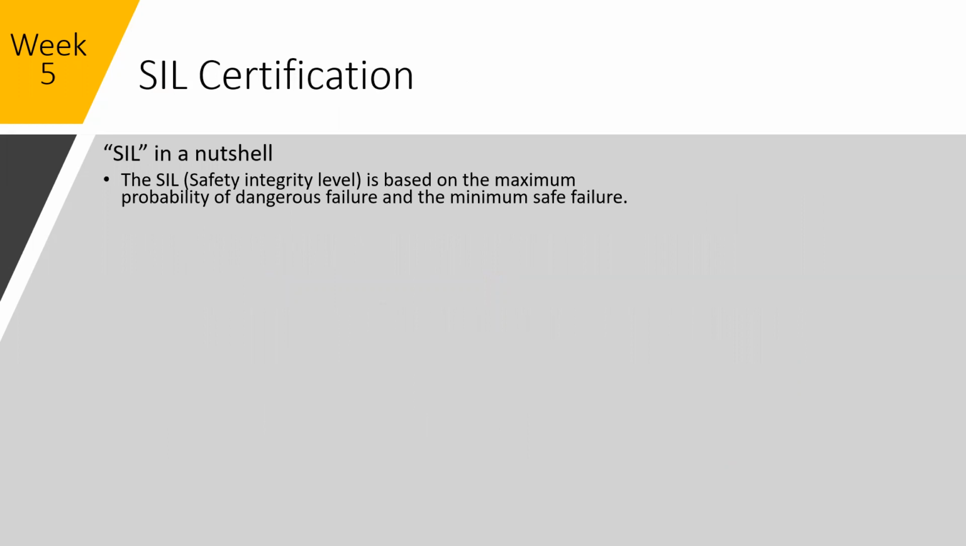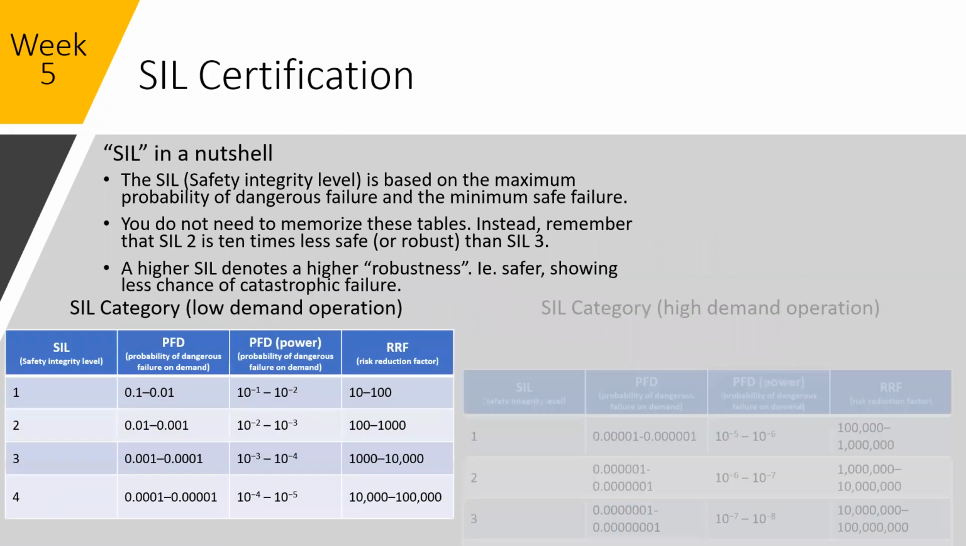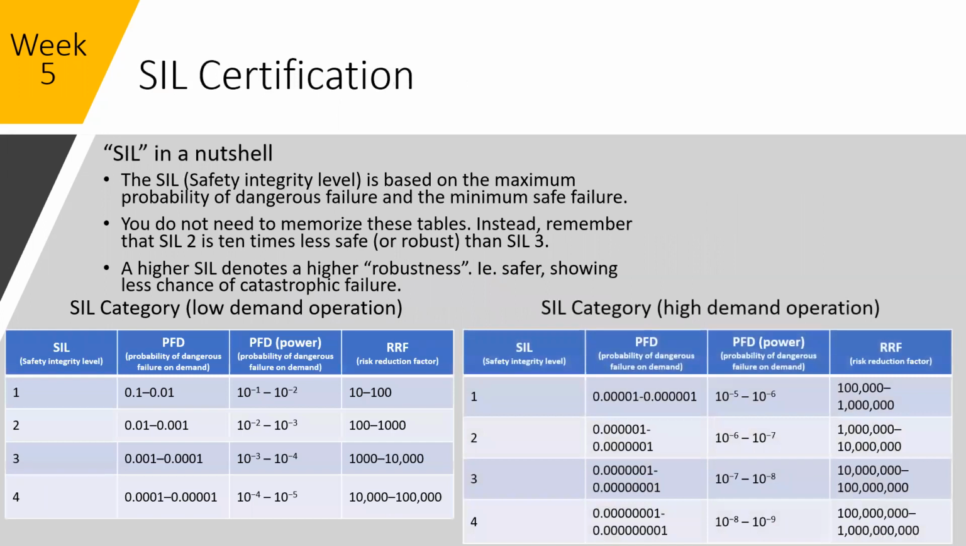So the SIL, the safety integrity level, is based on the maximum probability of dangerous failure and the minimum safe failure. You don't need to memorize these tables, but you do need to know that every step up in SIL is 10 times more. So an SIL2 is 10 times less robust than an SIL3. SIL3 is 10 times less robust than an SIL4.